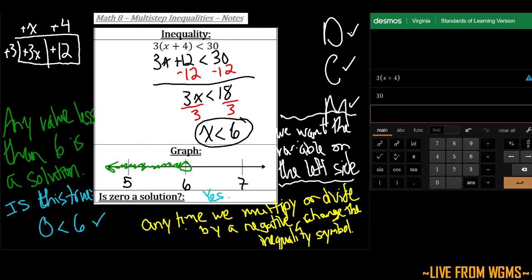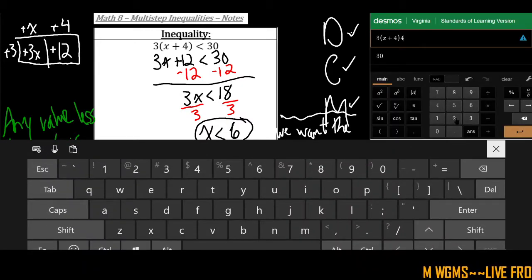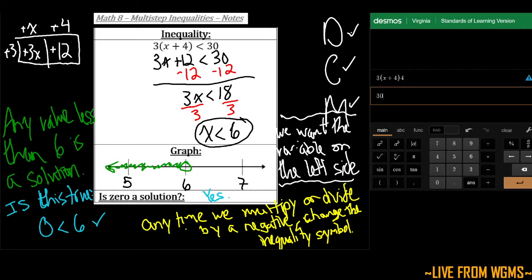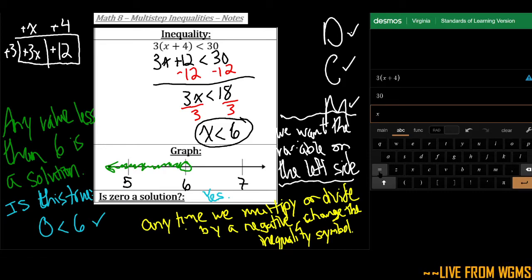I'm saying that whatever value I get for this left-hand side, it has to be less than 30. So when you choose your value, I can say x is going to be equal to, well, we chose a value that's less than 6.